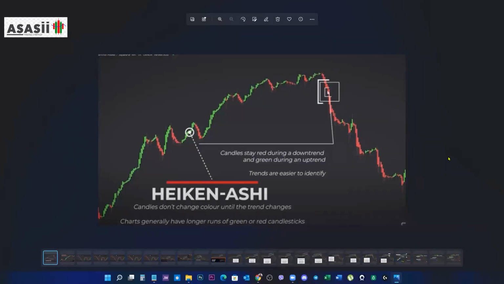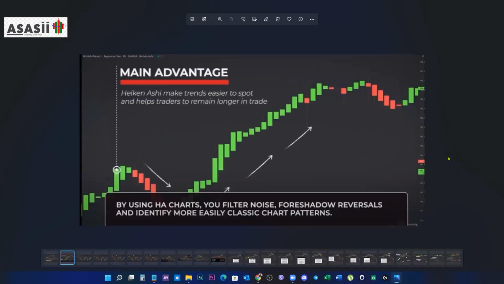So Heiken Ashi candles are one of the very easy candles, another type of candles that most traders use. So it's easier to spot and helps traders to remain longer in a trade. Why? Because mostly you will see here in Heiken Ashi, when it's green, it's an uptrend or advancing. When it's red, it's declining or a downtrend. So you can filter noise.